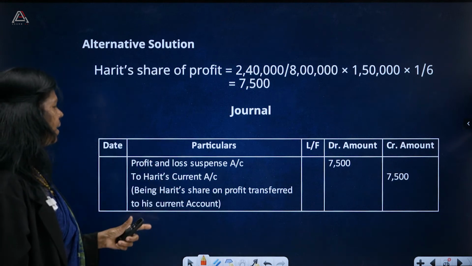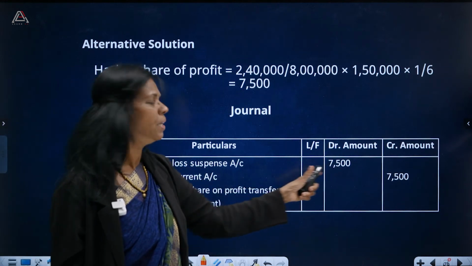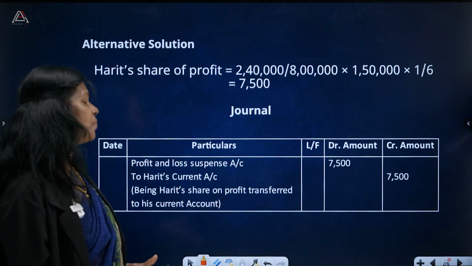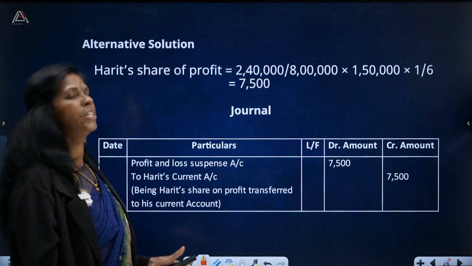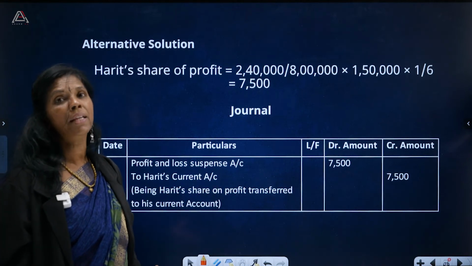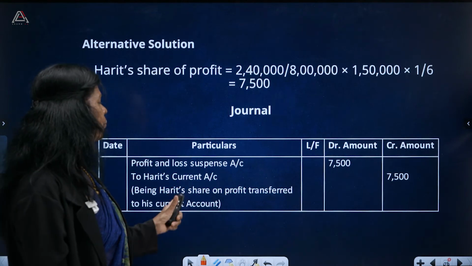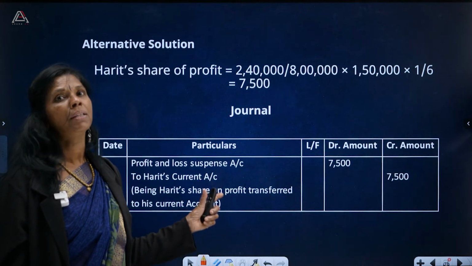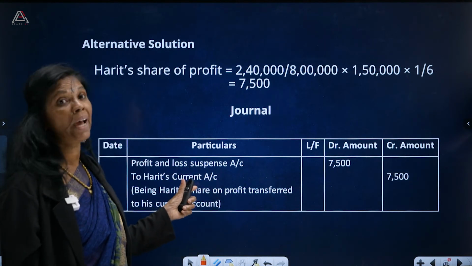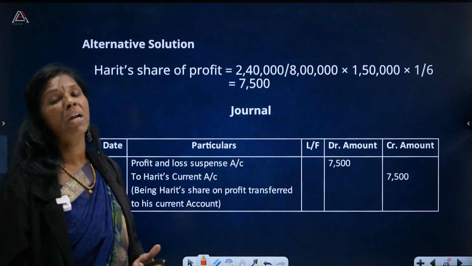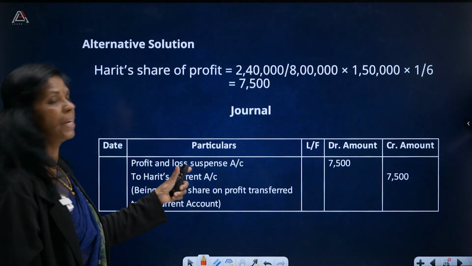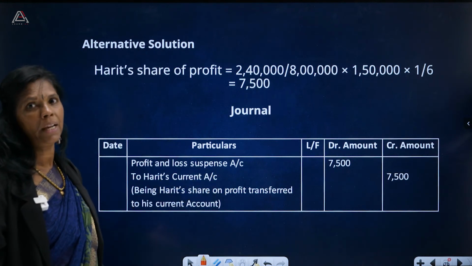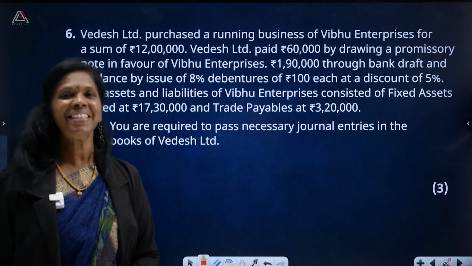Then what is the journal entry? Profit and loss suspense account debit to Harith's current account. That is, being Harith's share of profit transferred to his current account. This is the journal entry. When a partner dies, his share of profit is transferred from the profit and loss suspense account to that partner's current account. Profit and loss suspense account debit to Harith's current account. Okay, have you understood? Let us see the next question.